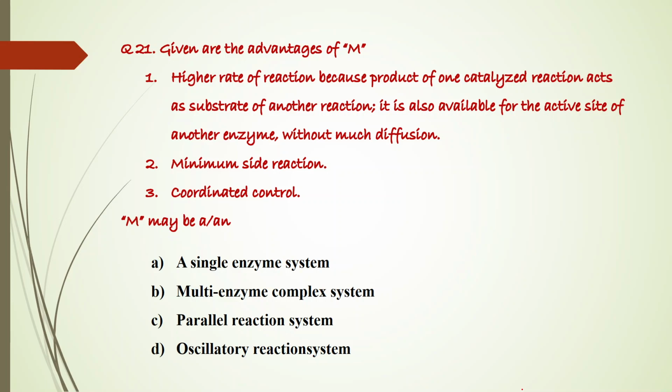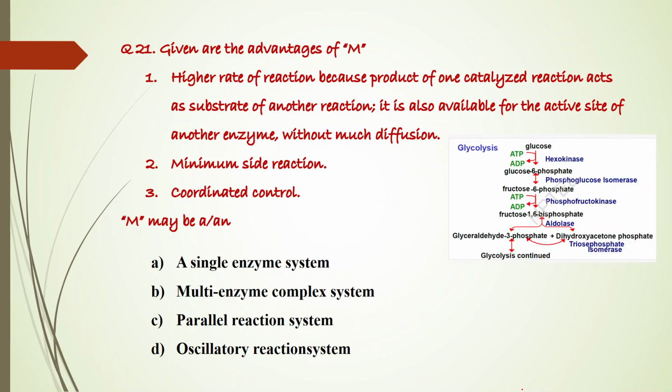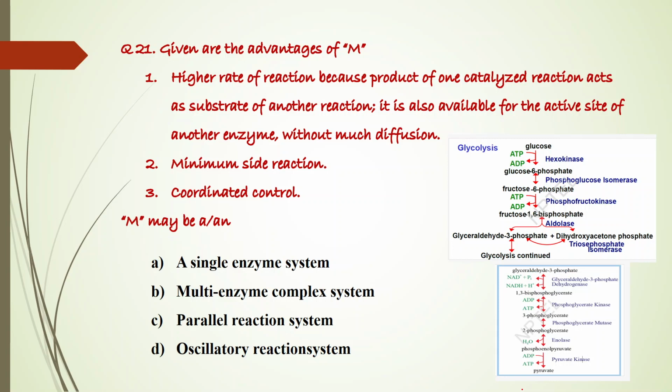Now you have to identify what is M. These are your options: a single enzyme system, a multiple enzyme complex system, parallel reaction system, or an oscillatory reaction system. These are your 4 options. So let us see. First of all, if you remember the overall glycolysis process, this is the overall process that is shown here in 2 different boxes.